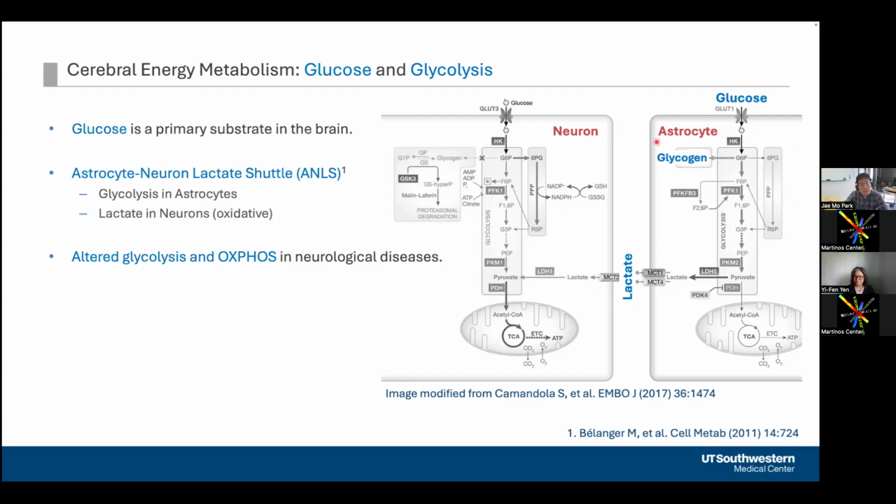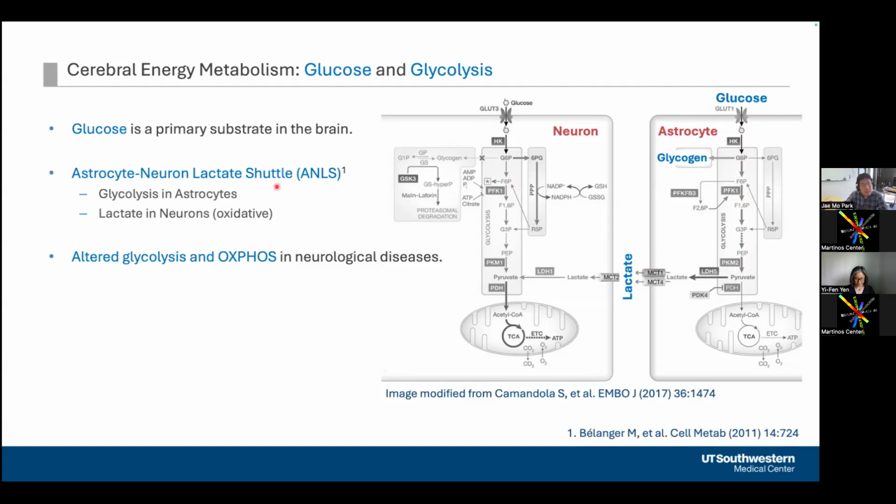On the right side, this figure I borrowed from a journal. Not all the metabolic pathways and regulatory signaling pathways are accurate, but it gives a good overview of the metabolic interaction between astrocytes and neurons, showing how glucose is metabolized and then connected to the neuron.